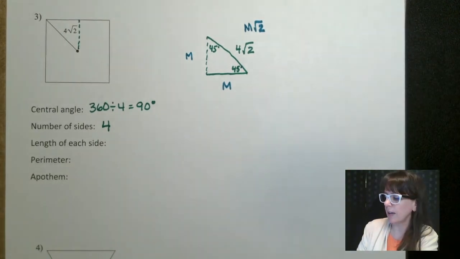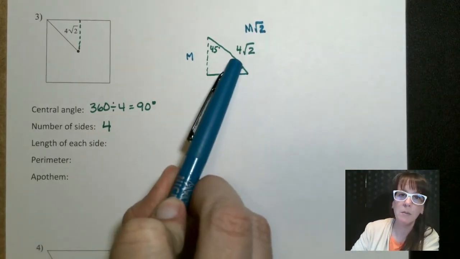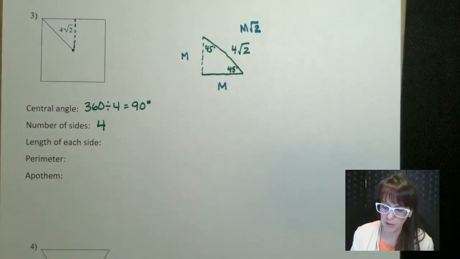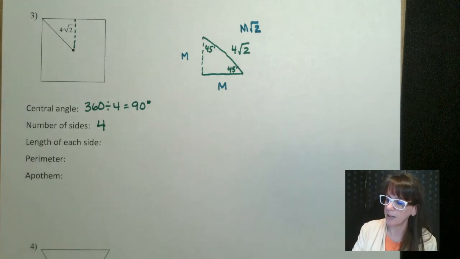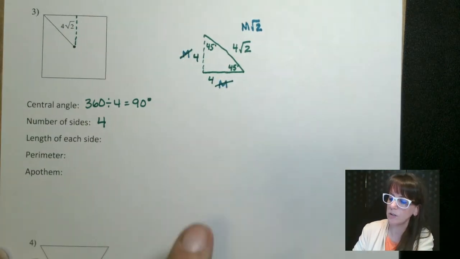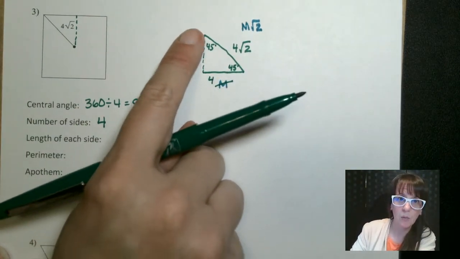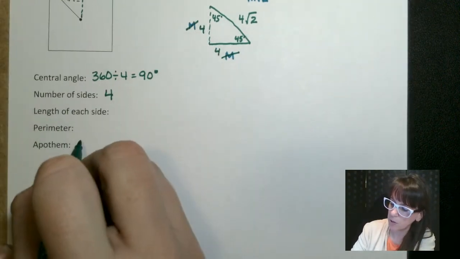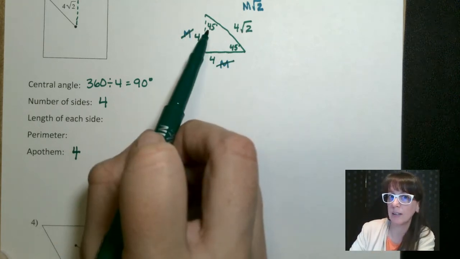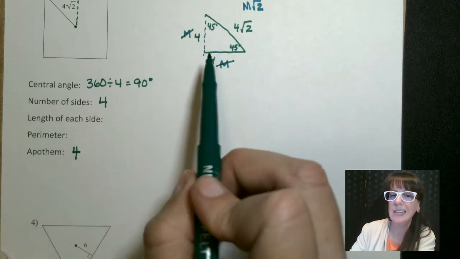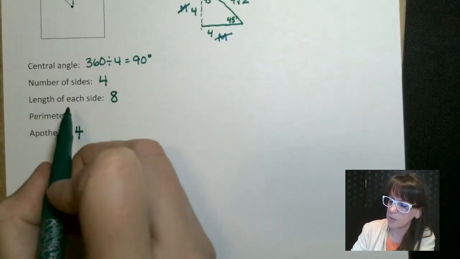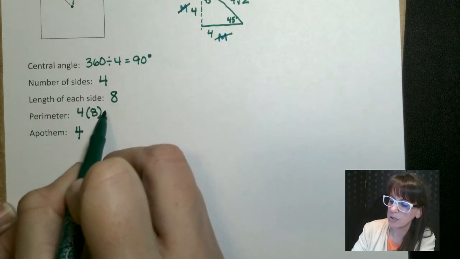So just looking at that, M root 2, that must mean that M is 4, because M root 2 equals 4 root 2. Divide both of those by root 2, you end up with M equals 4. So we can say this guy right here is 4, and this is 4. That's awesome because now we have our apothem, which is this side right here. Our apothem is 4. Now, this is just half of the triangle because we cut our central angle in half. So the length of the whole side is 8. So the length of each side is 8, which means our perimeter is 4 times 8, which is 32.